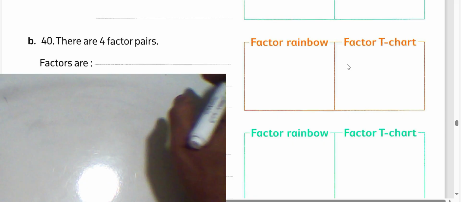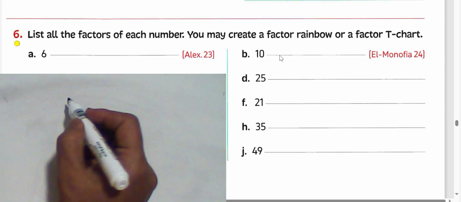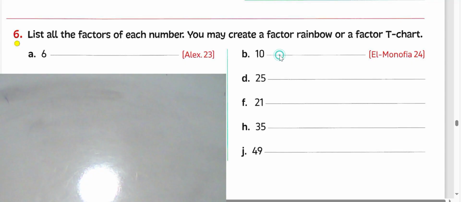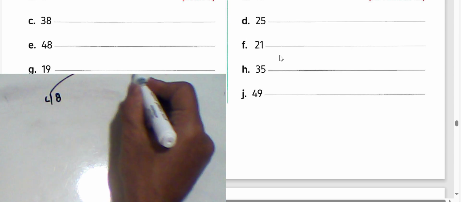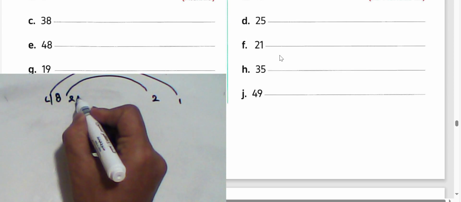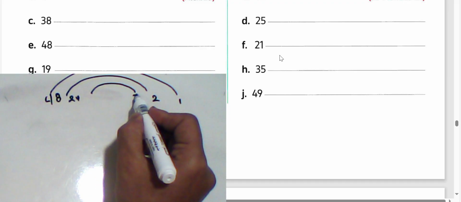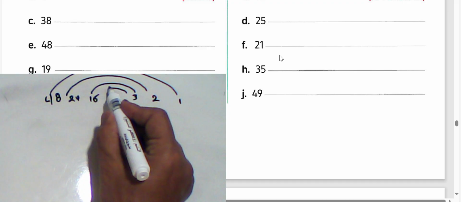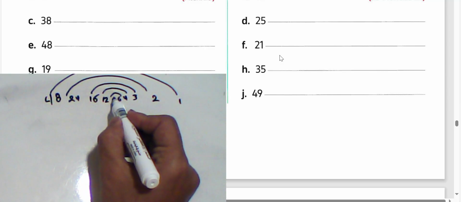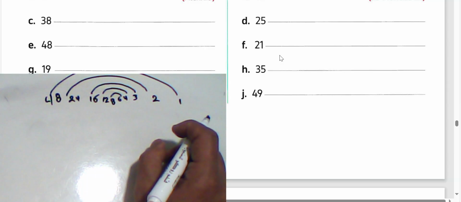We can write all the factors here in this place. Write all the factors. Next question. List all factors of the number 6. 6 times 1 and 2 times 3 equals 6. Next question. We can write 48 times 1, and 2 times 24, 3 times 16, and 4 times 12, 6 times 8. These are all the factors of 48.